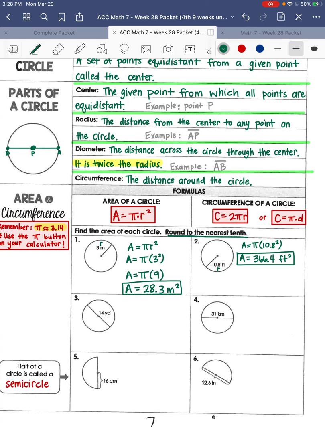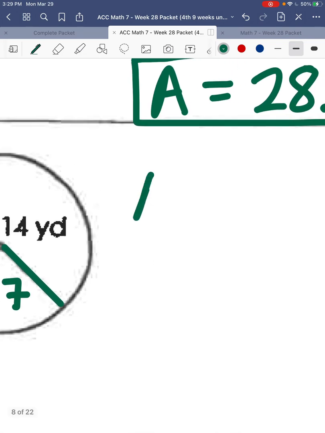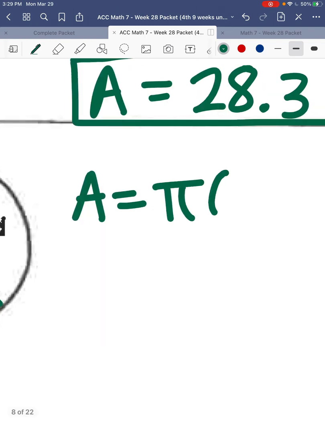So number 3 is different because we're actually given a diameter instead of a radius. But for area of a circle, we always need the radius. So how do I figure out what the radius is? Well, it's just half of 14. So I know this distance right there would be 7 yards. So area then is pi times 7 squared.